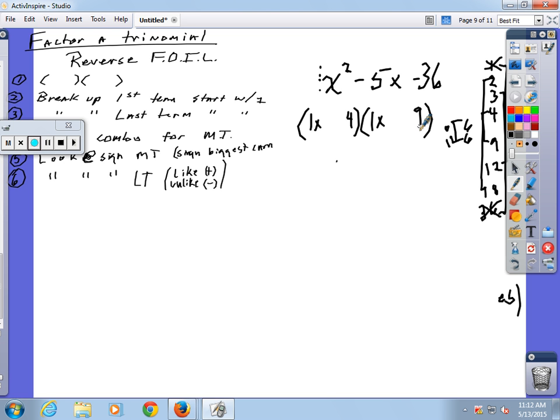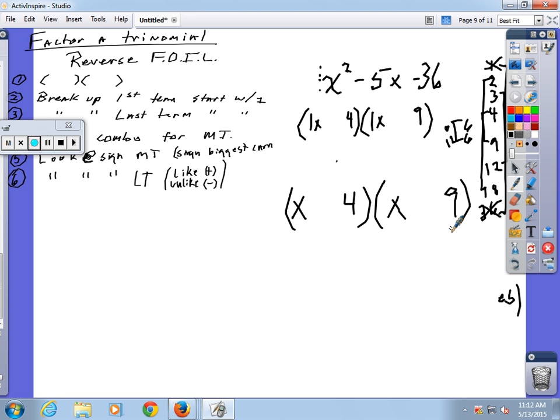Anyway, so now we've got x and 4 and x and 9. Now technically you've got the problem correct. There's no way to screw this up except for what? The signs. But all you've got to remember is OIL. O-I combined in the lengths. So look at the sign of the middle term.